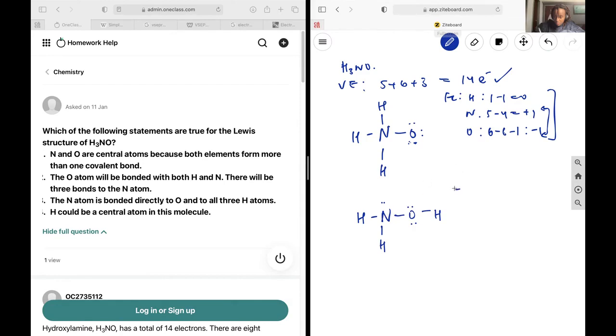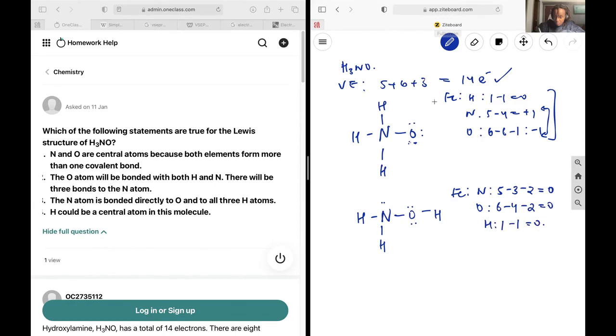And so if I count the formal charge here, on the nitrogen, I will get 5 minus the 3 in bonding pairs minus the 2 lone pair electrons, giving me 0. On the oxygen, I'll have 6 minus the 4 lone pair electrons minus the 2 in bonding pairs, yielding 0. On hydrogen, it will mean 1 minus 1, giving me 0.